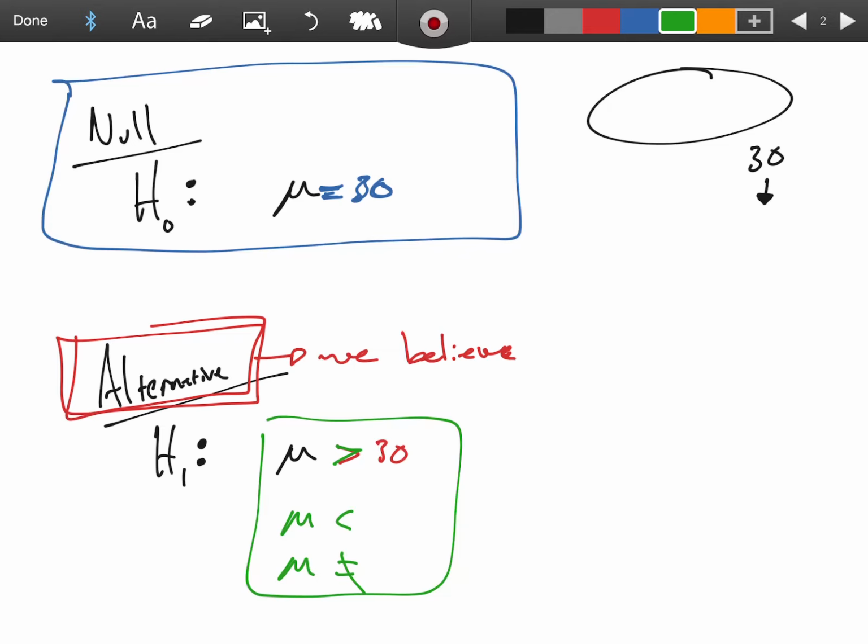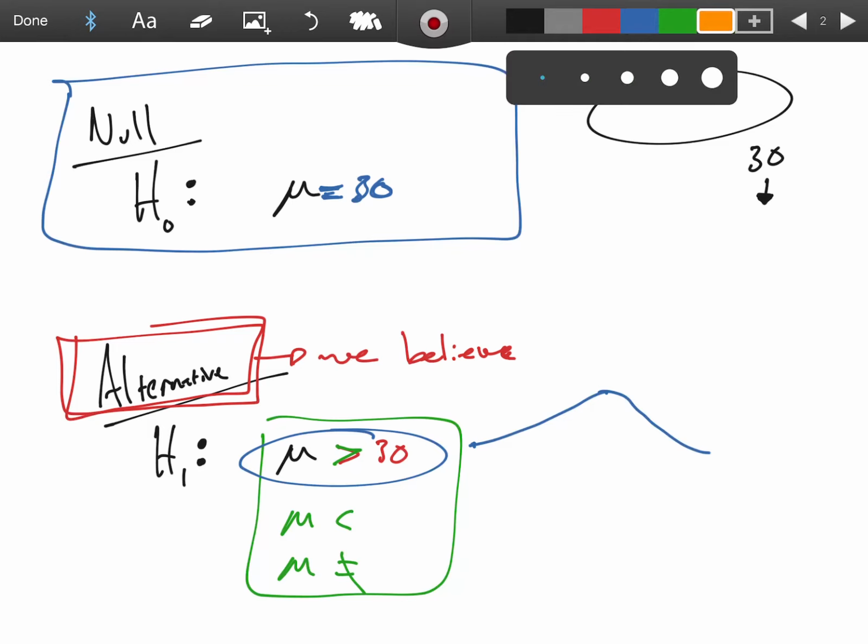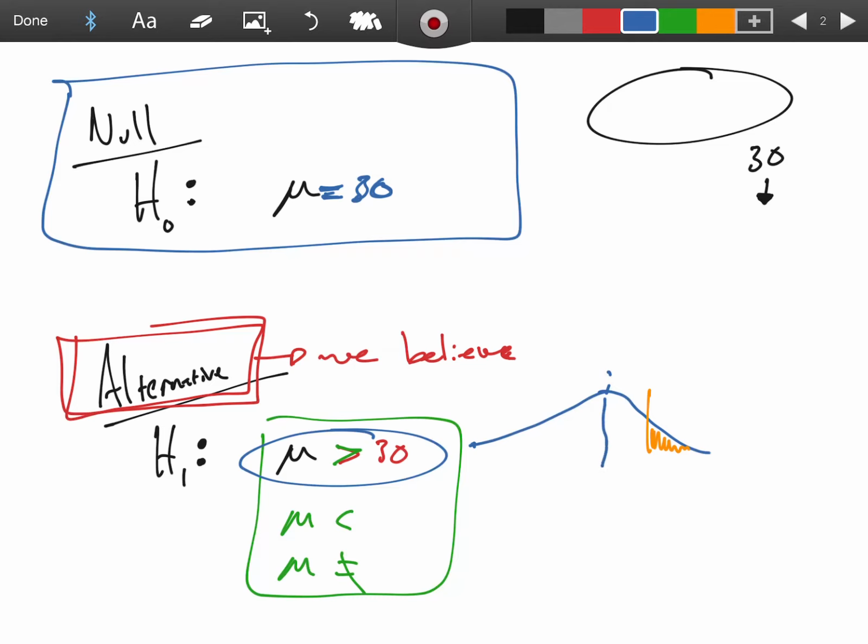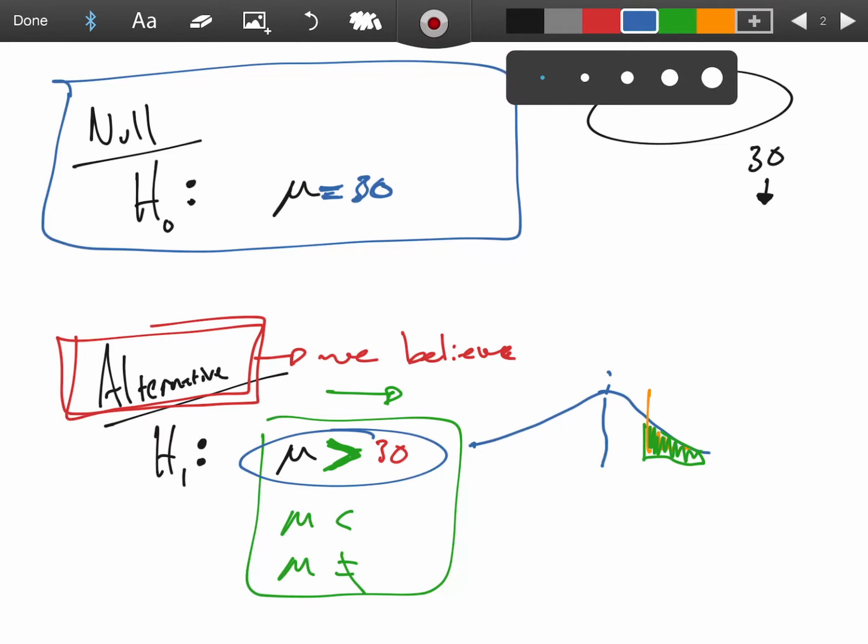Depending on what we say and how we say it, that determines the type of test we're going to do. So for example, we believe that people are health nuts, so they're eating more than 30 apples in a given month. Then, looking at our distribution, we're going to do a right-tailed test, because we think that the average is greater. The cool thing is that the inequality sign points in the direction of the test, like an arrow pointing to the right. That's why we have a one-tailed right-sided test.